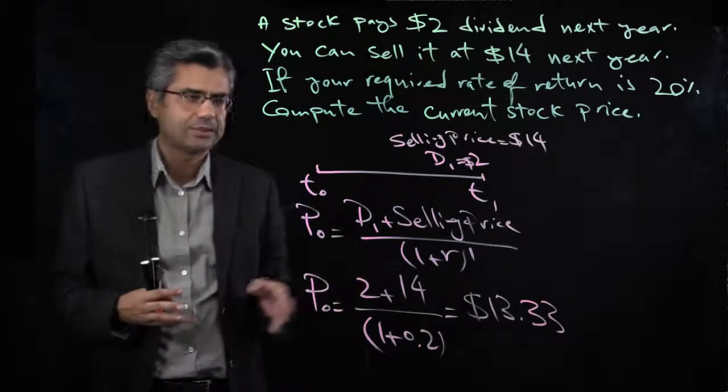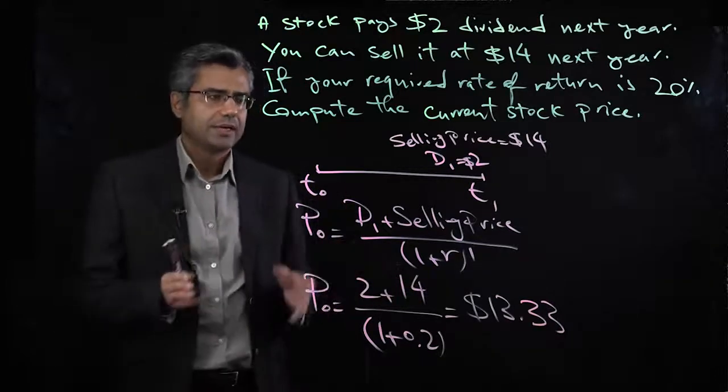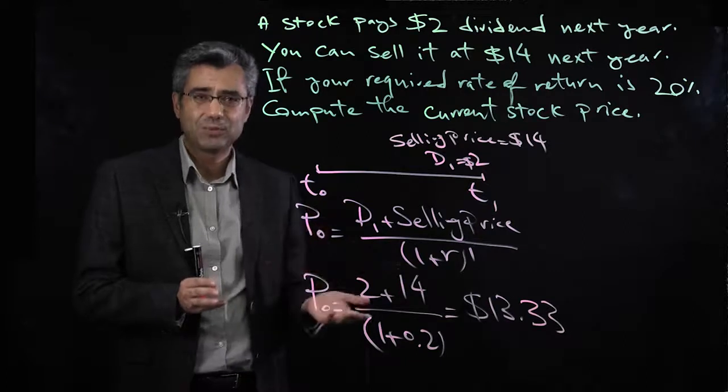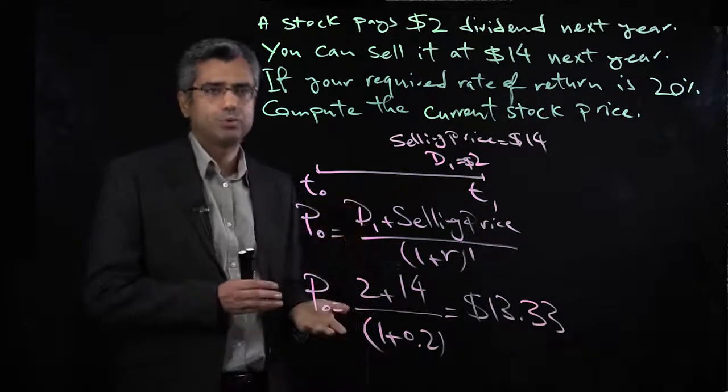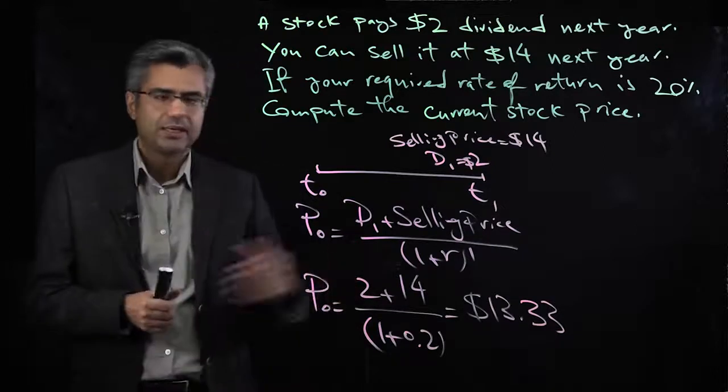Actually, how we use this is, for example, you go to the market and you see there's a stock, and you expect the next dividend to be $2, and you expect that you sell it next year at $14, and you compute based on your required rate of return, and this is the price.